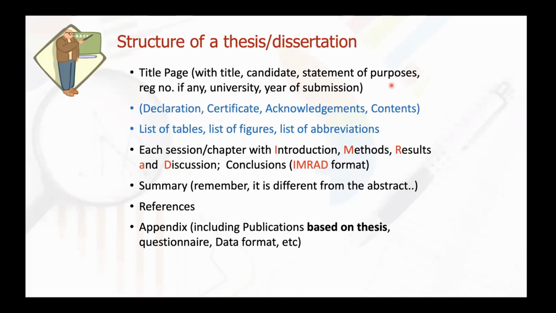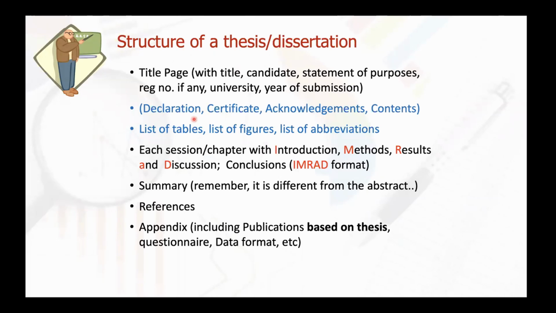This thesis or dissertation is submitted in partial fulfillment of the requirement for the degree of Master of Philosophy or Doctor of Philosophy, etc. And then there will be a register number in some universities, and the year of submission. So that's the title page for a thesis. I'm mentioning the thesis, not the paper. And then the difference between a research paper and a thesis is that there will always be a declaration, certificate, acknowledgement, and contents. These are there in a thesis.